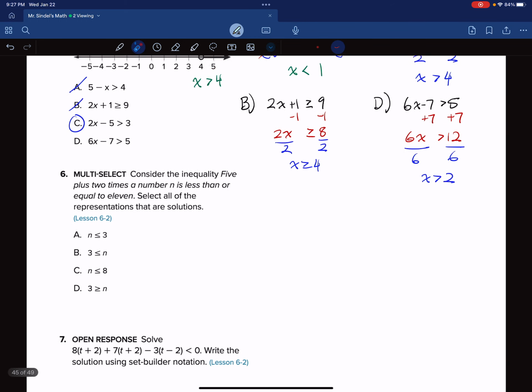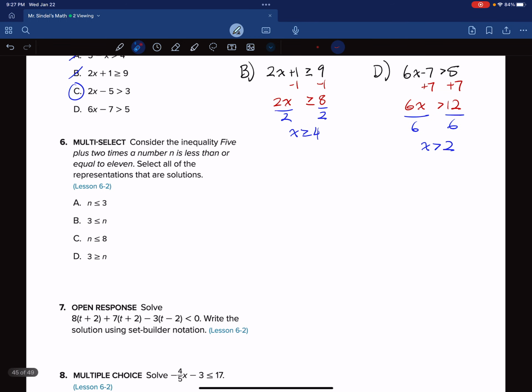All right. Number 6, consider the inequality 5 plus 2 times the number n is less than or equal to 11. Okay, that's just a literal equation. Write down what it tells you. So it tells us 5 plus 2. So I'm going to write down 5, in pen though, 5 plus 2. I should probably write this a little bit higher up here so I have some room.